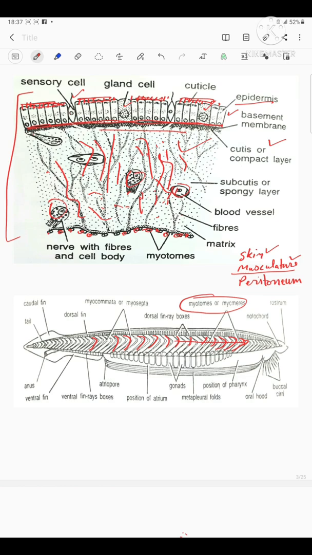Myotomes are enveloped in a thin connective tissue layer and separated from adjacent myotomes by connective tissue partitions. This partition connective tissue is known as myocommata or myosepta. Myotomes have striated muscle fibers, and these muscle fibers are arranged longitudinally and help in undulating movement of the body.